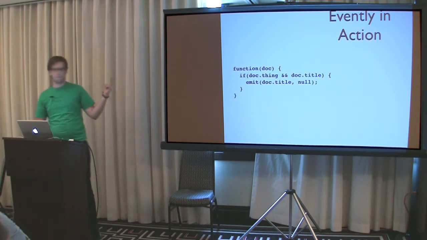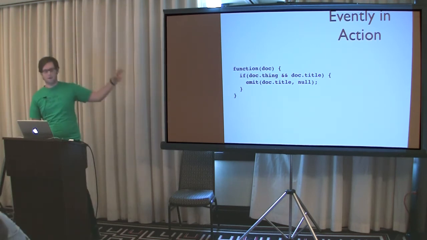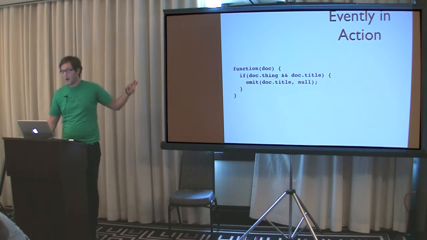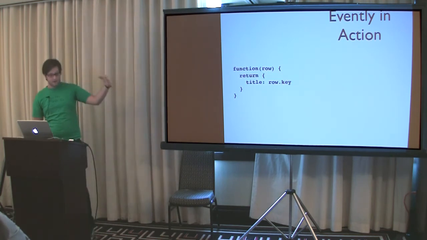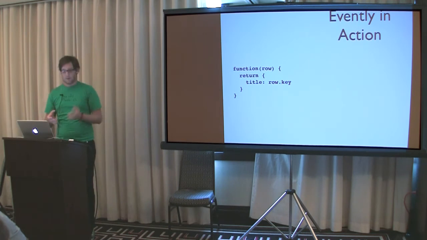This is one of two pieces of JavaScript you've got to write still. This is not declarative. Like I said, we're not there yet. This is the other piece. It takes a result row and munges it into something that Mustache understands.